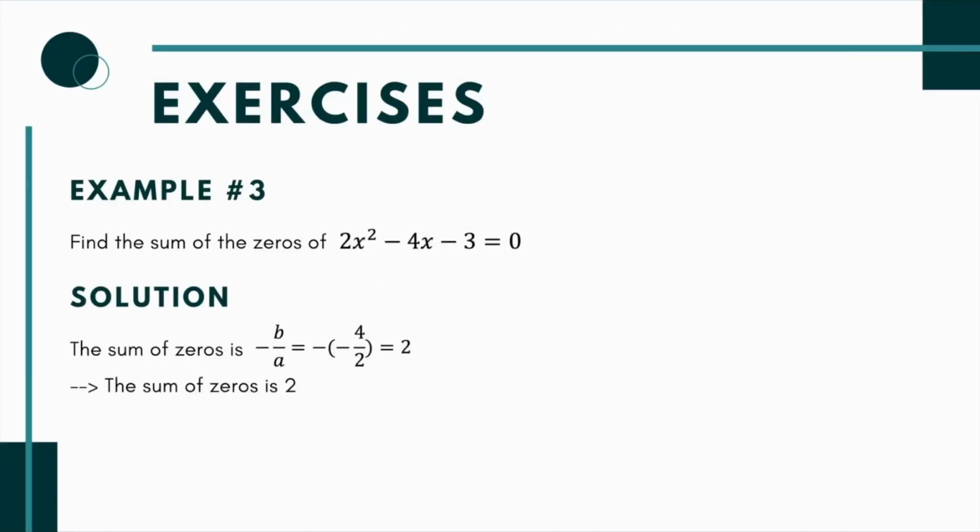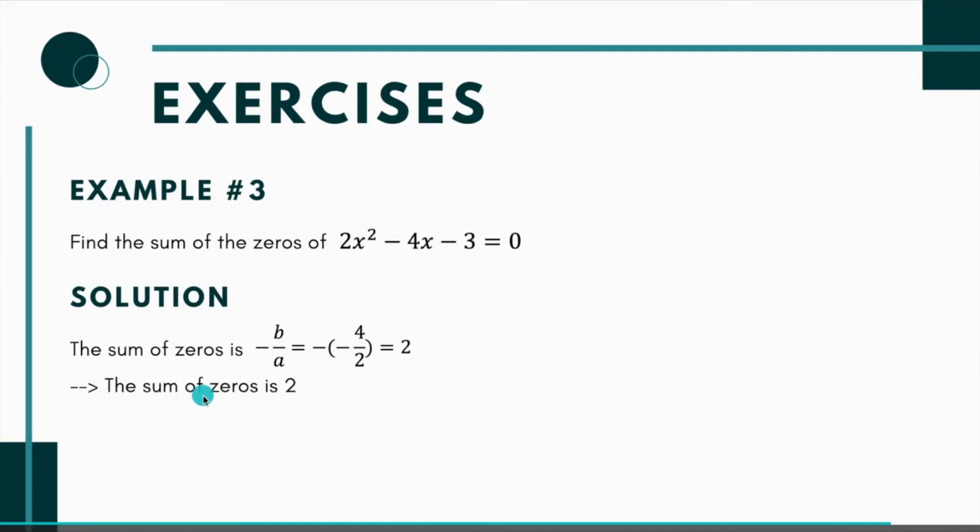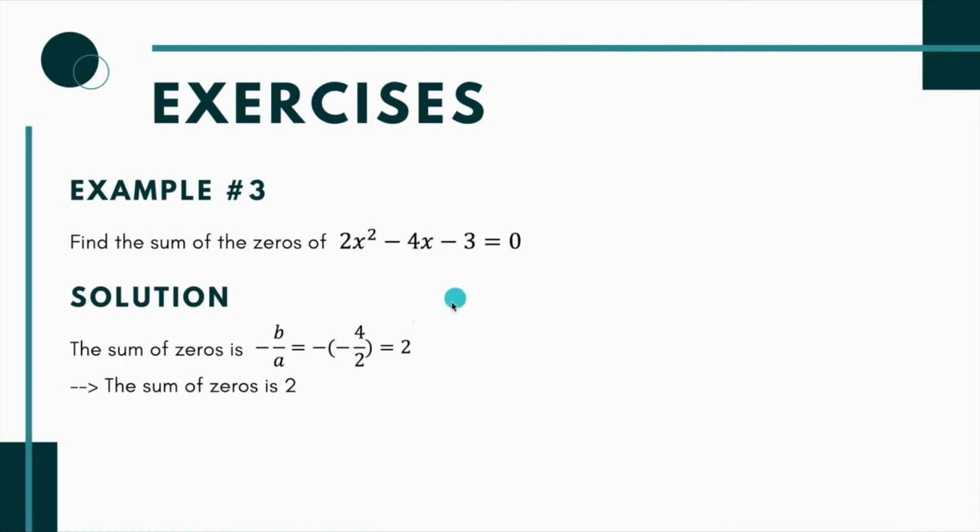Finally, for our last exercise, we'll be finding the sum of the zeros of 2x squared minus 4x minus 3. We mentioned the sum of zeros formula briefly, and it was negative b over a. Here, a equals 2 and b equals negative 4. Plugging those values in, we get negative b over a equals negative 4 over 2 equals 2. So the sum of the zeros of this function is 2.